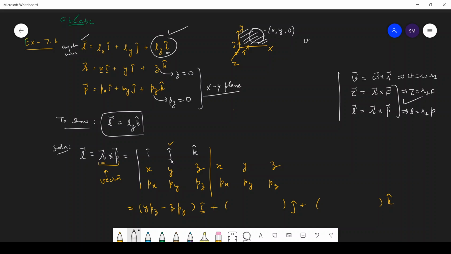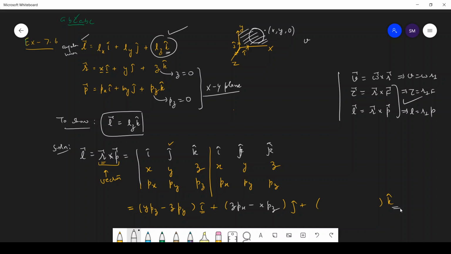So we need to find, so this again I cap, k cap, and I cap, j cap, and k cap. Now what about this j cap? So j cap, remove this, and this is equal to zpx minus xpz. Is this clear? zpx minus xpz. So it's so simple, students.